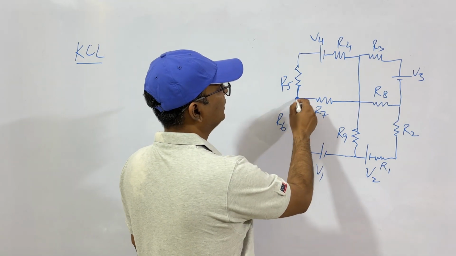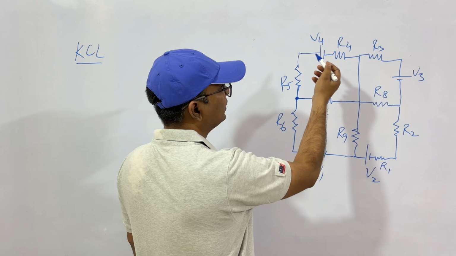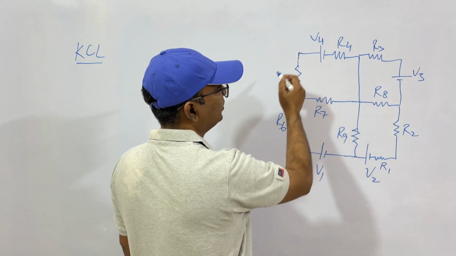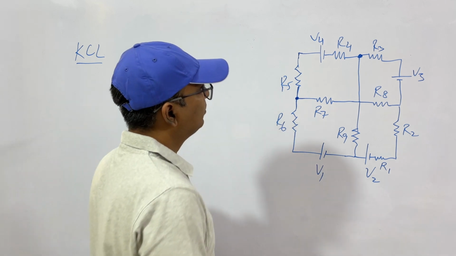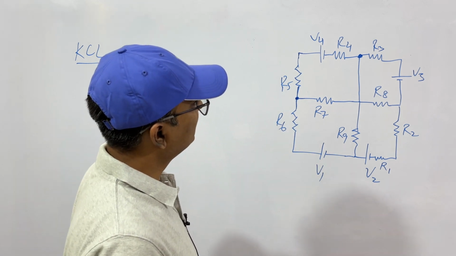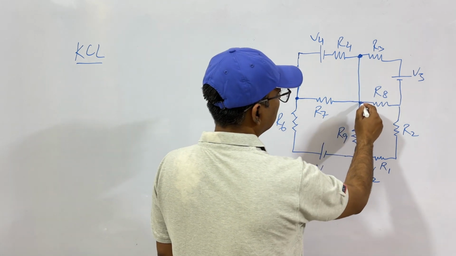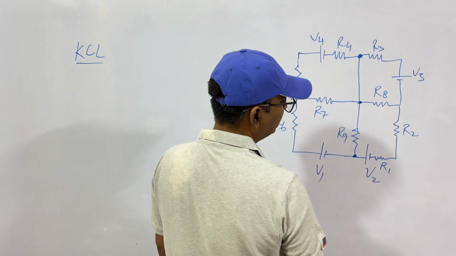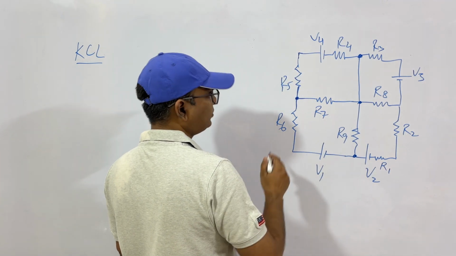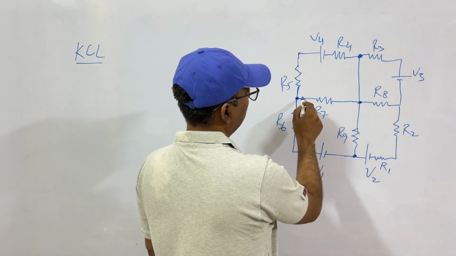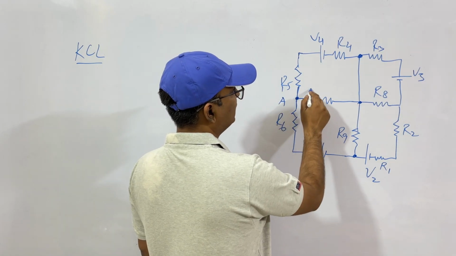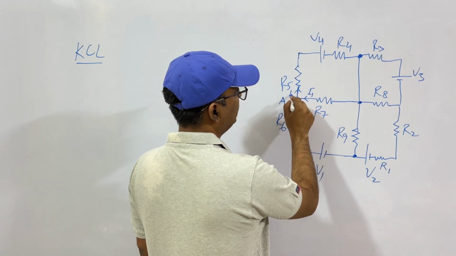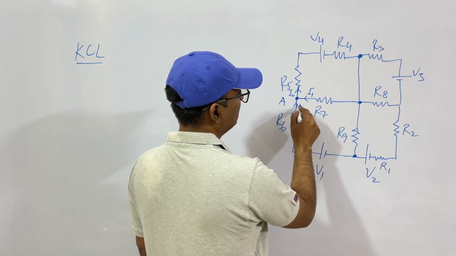This is a junction. You can take this as a junction where this and this are meeting, but generally at least 3 branches meeting at a point, we say it is a junction. So this is another junction, this is another junction. Now let this be junction A. At this point, let's say this is our I1, this is I2, and this is I3.